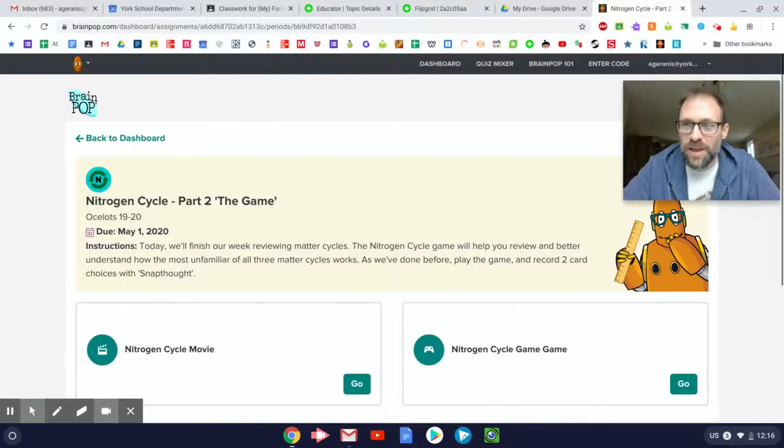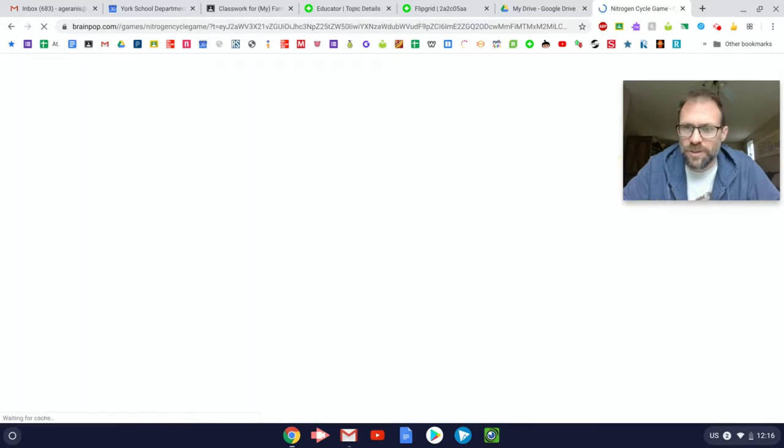Today, you will play the nitrogen cycle game. And this, like the two games before it, plays like the board game with the same rules, only this time the board is a board that represents the nitrogen cycle. So let's check it out.